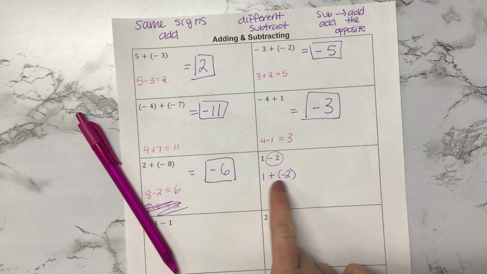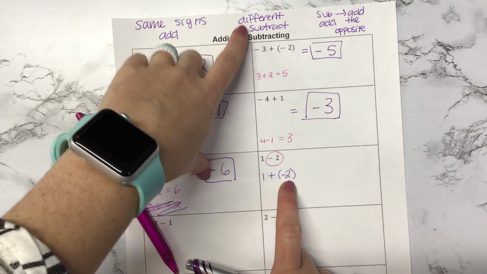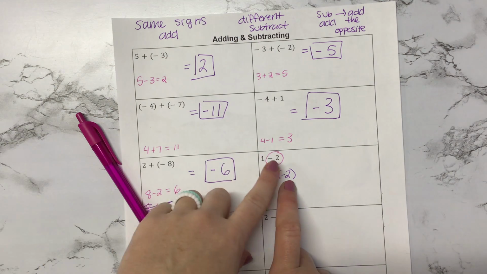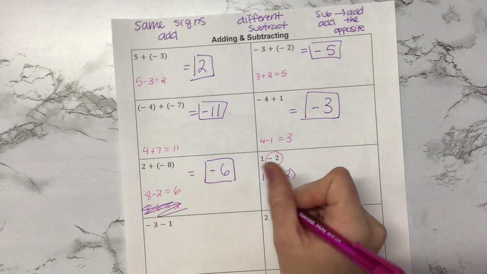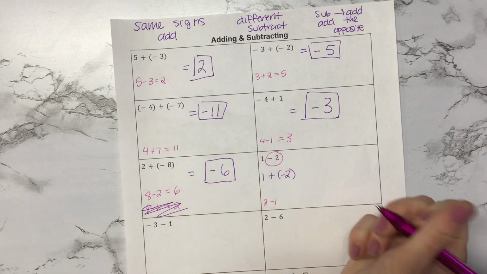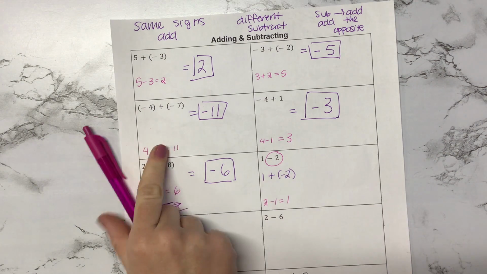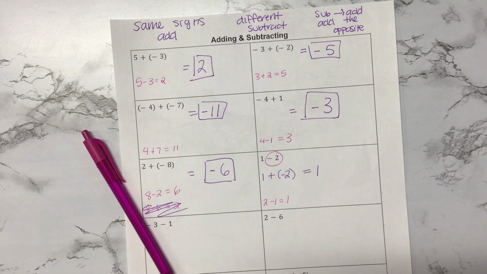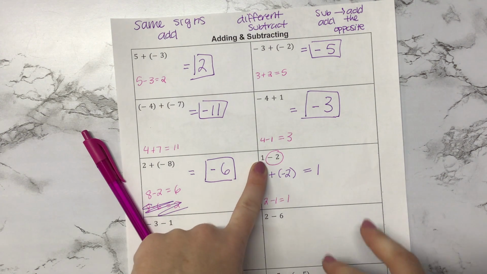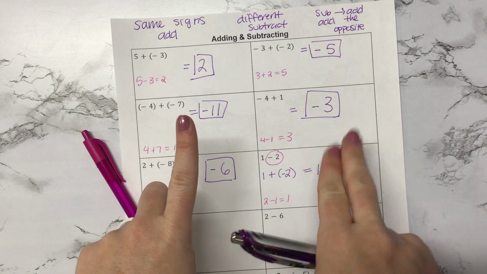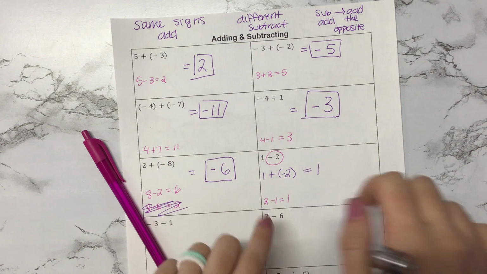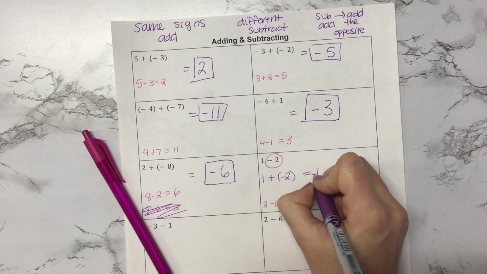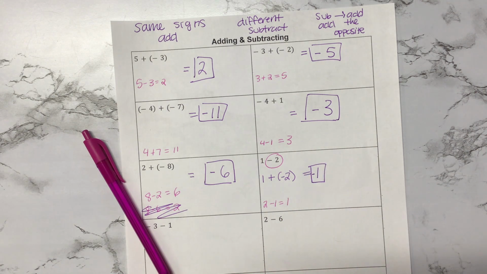1 is positive and 2 is negative. Those are different signs, so I'm going to subtract. The bigger number 2 minus 1 is 1. And then I look at which has more, the positives or the negatives. There's 1 positive and 2 negatives. There's more negatives, so my answer is going to be negative. So -1.